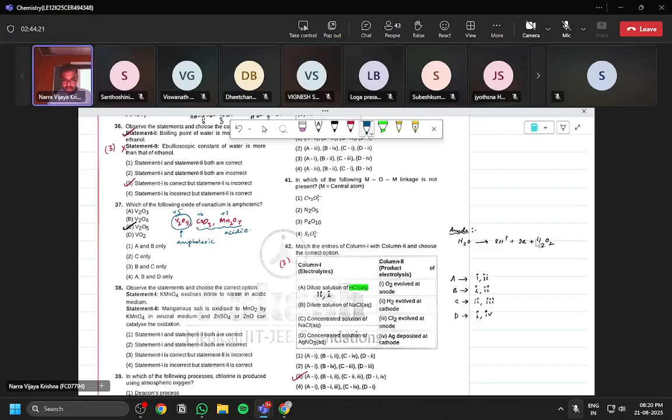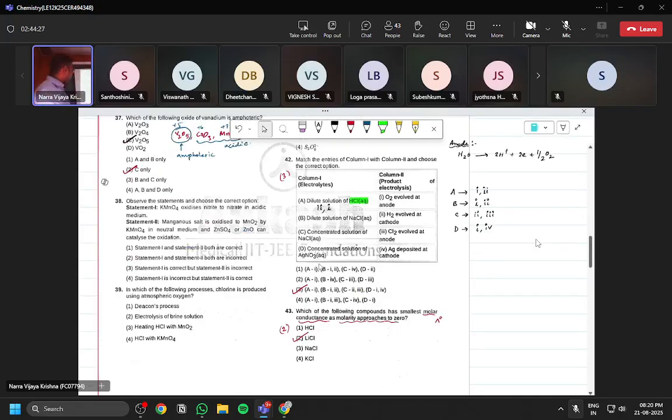So answer is C only. Observe the statements and choose the correct option. KMnO4 oxidizes nitrite to nitrate. Yes, oxidizing agent. Nitrite means NO2, nitrate means NO3, right? Sulfite to sulfate, nitrite to nitrate, arsenite to arsenate. Correct or not? So ites will convert to ates. So this is a correct statement.